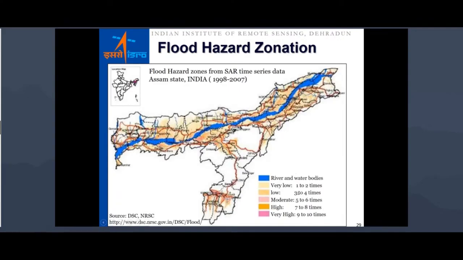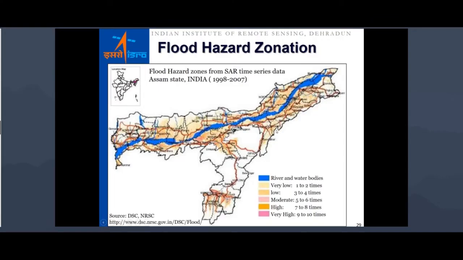So look at this. Very high means, in these 10 years, if flood is coming 10 times, then it is a very high risk zone. Okay, only one time in 10 years, then you can say, okay, this is the hazard. So this map is created. In fact, NRSC has created these types of maps, and they are available on the website.